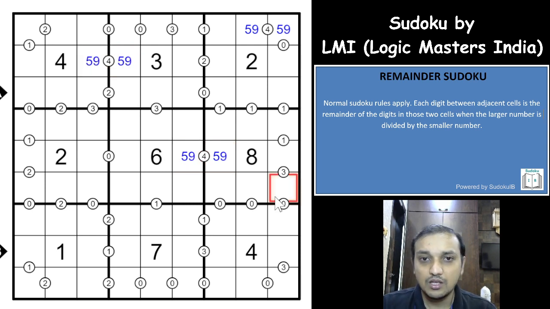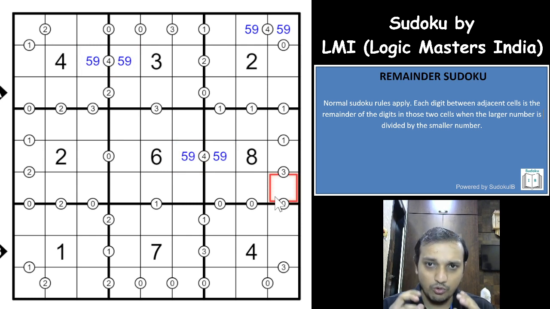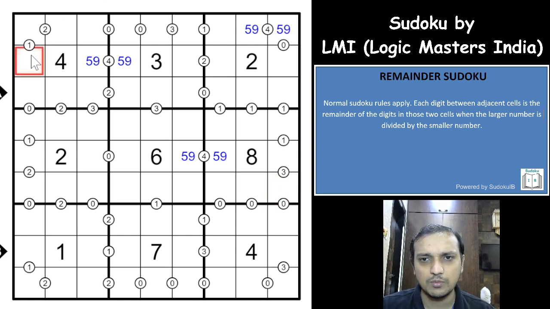The other thing to look out for in this Sudoku is that 1 will never be in a clue cell except for 0. You can never have 1 in a 1, 2, 3 or 4 clue, because it will never leave a remainder. So 1 can never be written in a clue cell. If you see this row, you cannot have a 1 here, you cannot have a 1 here, so this would have to be a 1. And this clue is already fulfilled now.